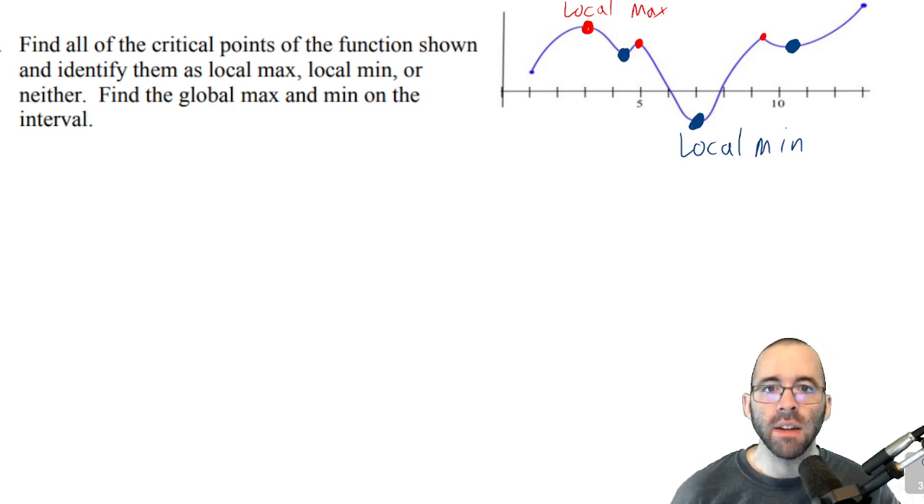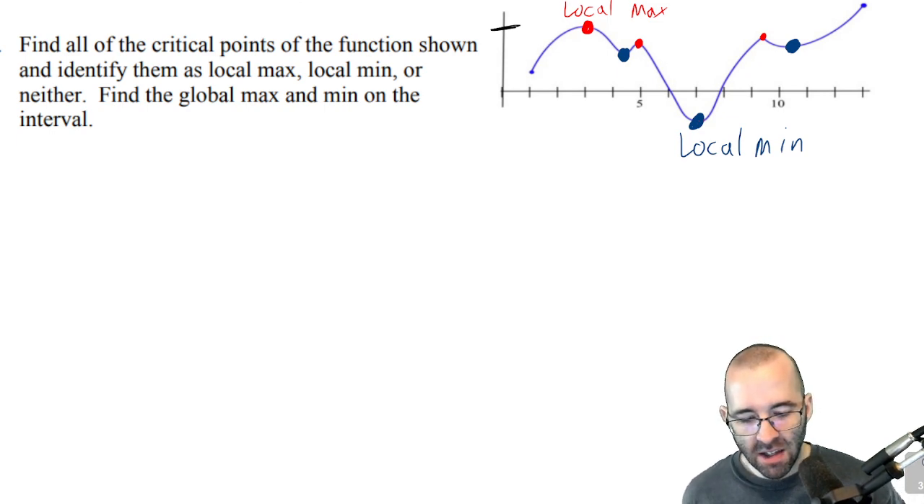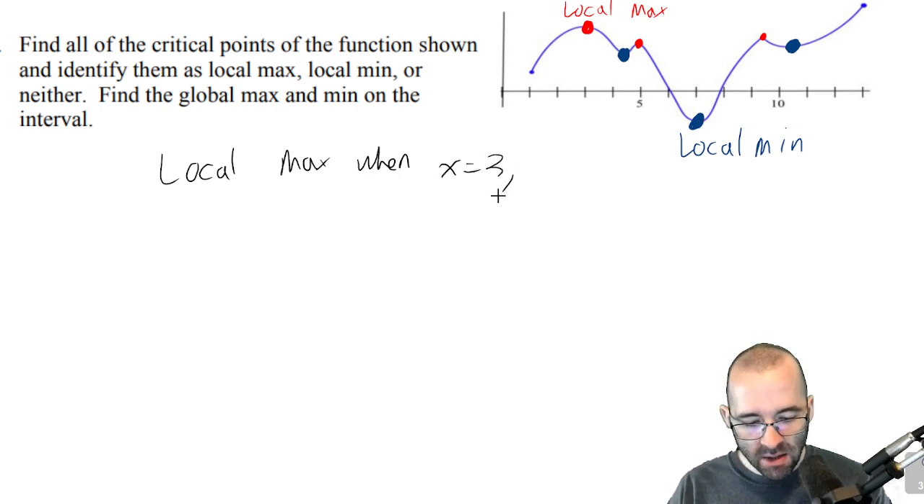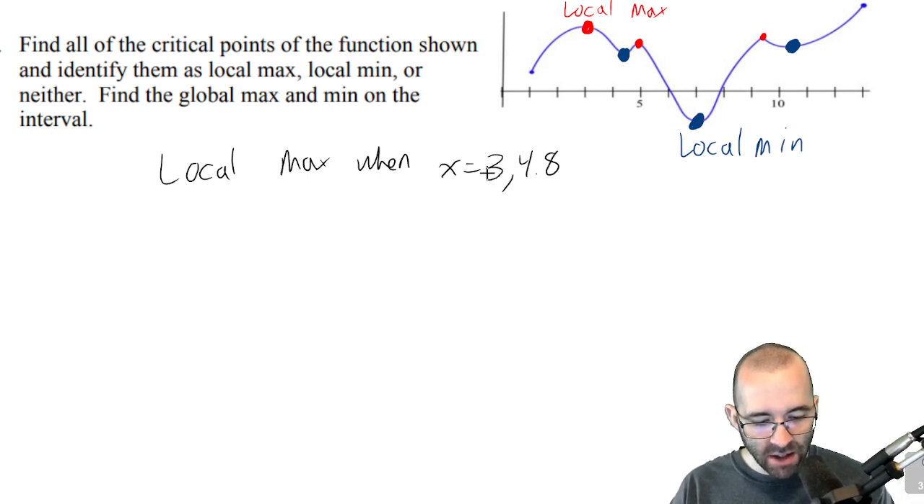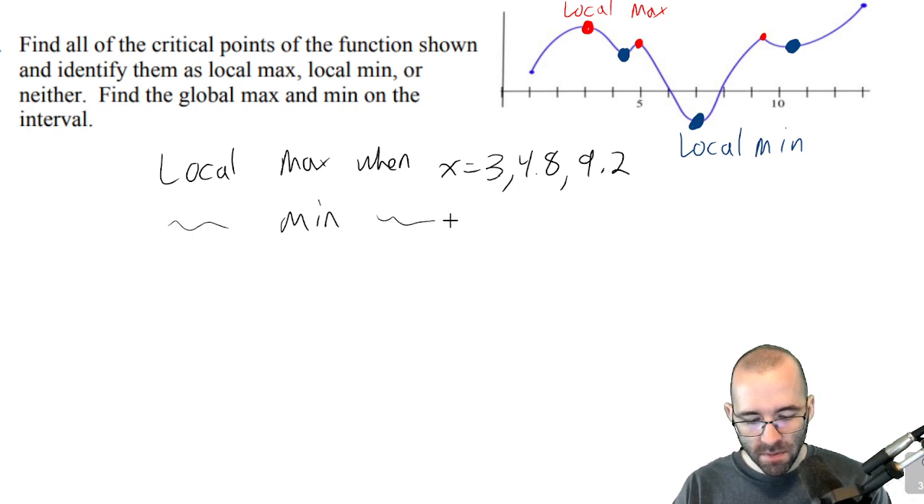And then we should write these as actual points, right? But we can't because we don't know the y values. It doesn't actually tell us the y values. So I'll accept a graphical answer here, or you could say, local max when x equals 3 and, I don't know, 4.8. Hard to tell on some of these. 9.2, just guessing. And similarly with local minimum. All right, maybe it's like 4.2 and 7 and 10.2, I don't know.